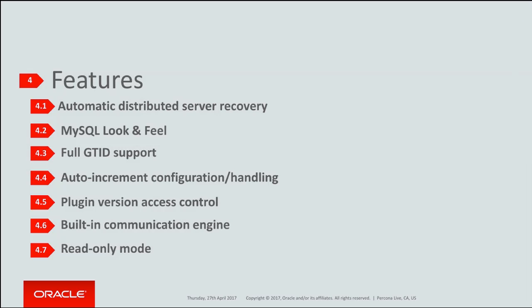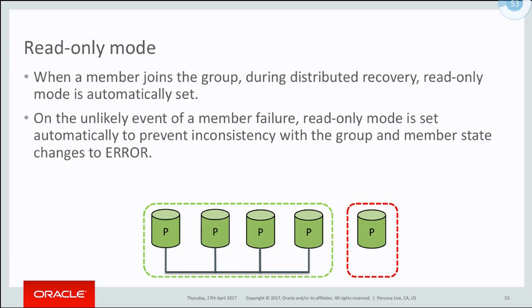We have our safety measures, like the read-only modes. Like I mentioned before, when a member is in recovery, it is automatically read-only, so no one can make writes. Also, in the unlikely event of a member failure, the read-only mode is set on that member to avoid inconsistency. So if you have a split brain, read-only mode is set and no one can go there and make writes. Also, that change is accompanied by a state change to the error state. That's why we have the red box there.